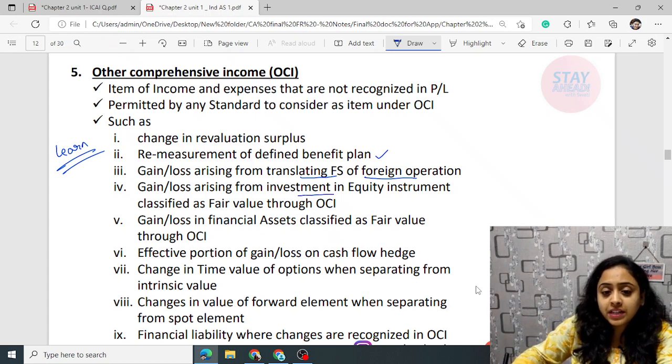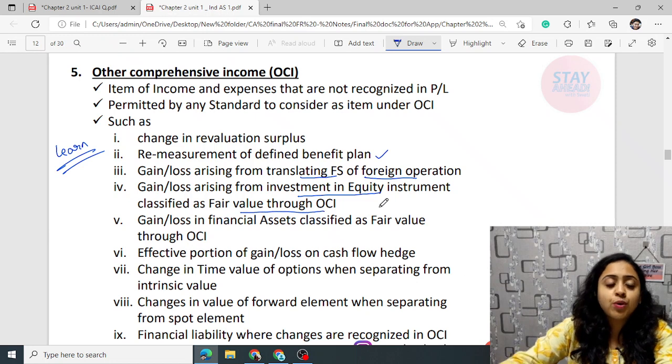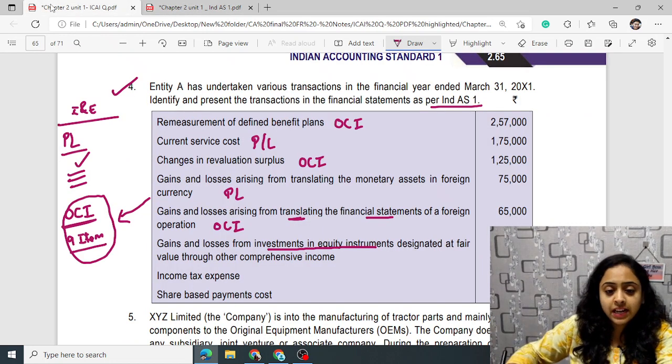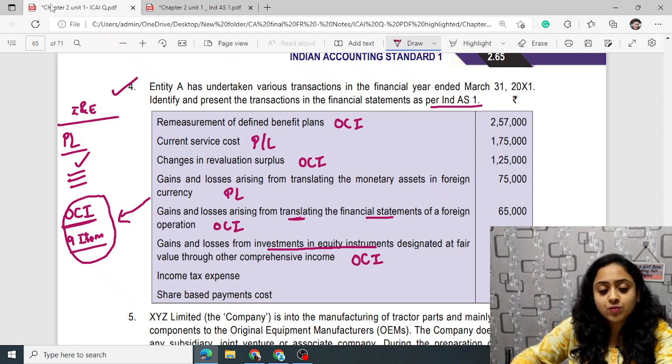From investment in equity instrument. Okay, it is there, fourth point. So therefore this is an OCI item. Income tax expense was not written, P&L. Share based expense, P&L. Okay, so this is how you have to present.